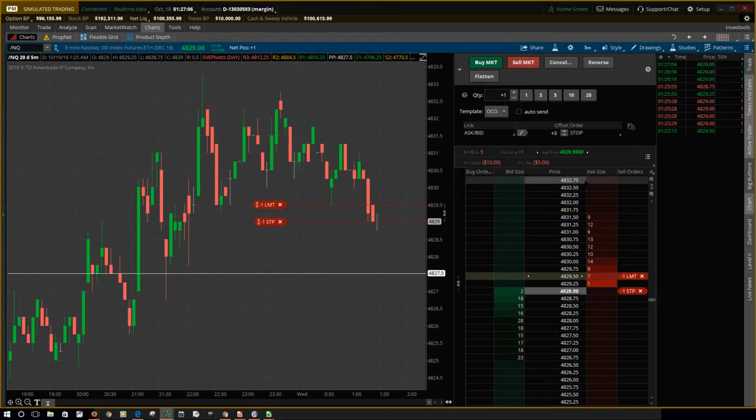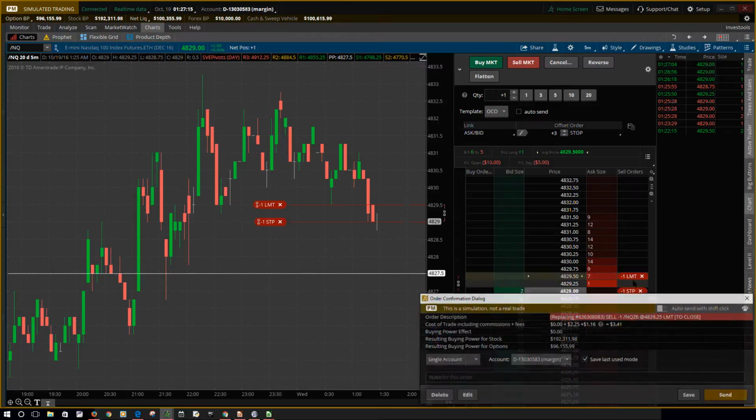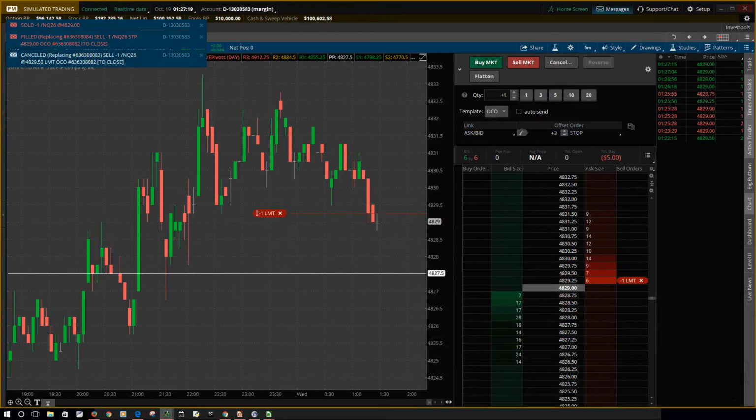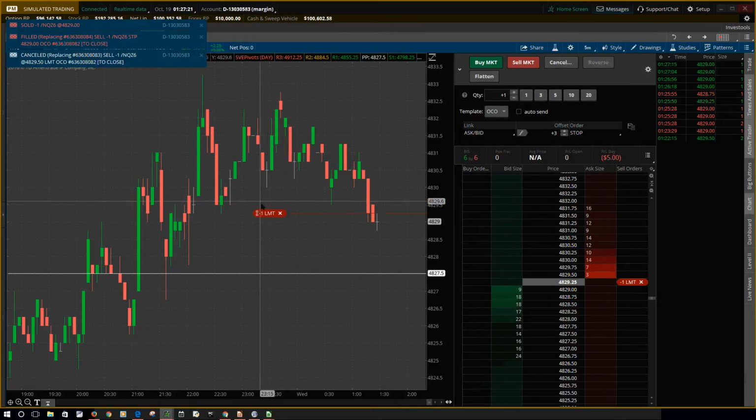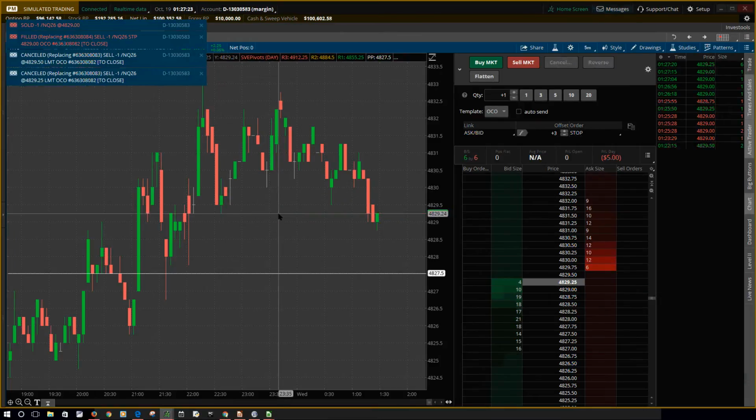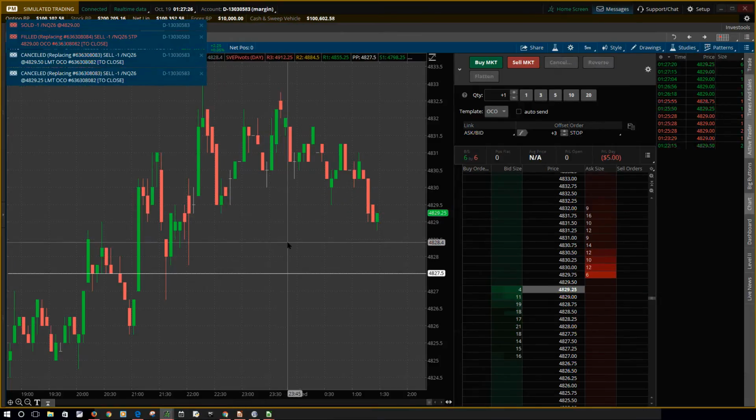Which is very strange. Flatten. I'll give it another shot. Send. There. See, it didn't cancel the other order anyway. But we did get out of the trade. Okay, so that's all I really want to demonstrate to you right quick.